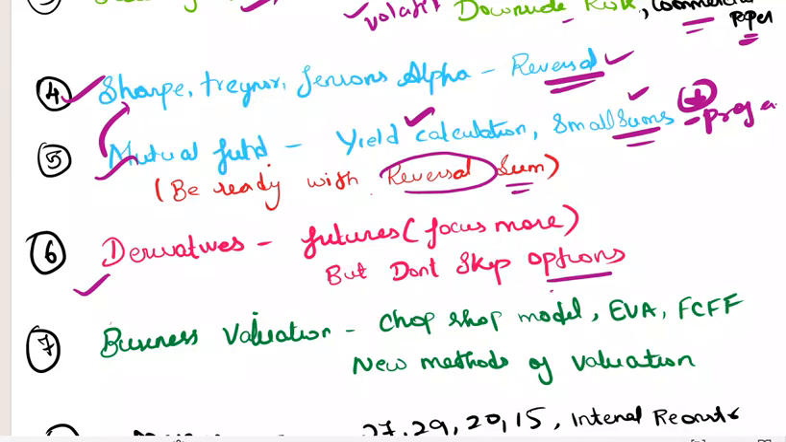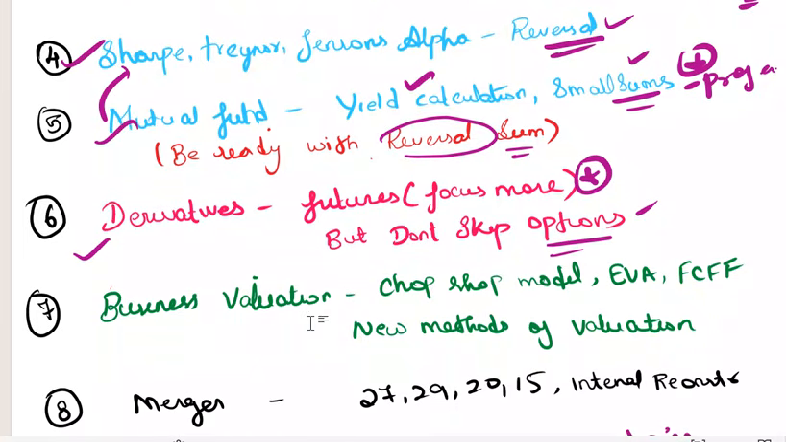Derivatives: last time I think options has been tested, but I want you to prepare futures again. Please prepare futures properly, and please do not skip options, because options is the easiest area, I think. You can easily score marks in options. I want you to concentrate on the options also. At least have a basic understanding of the option instead of skipping it.